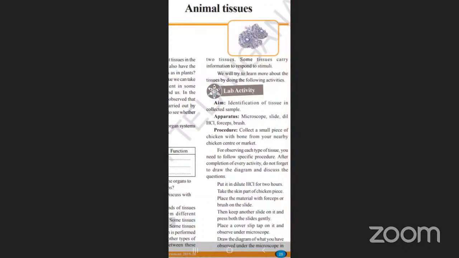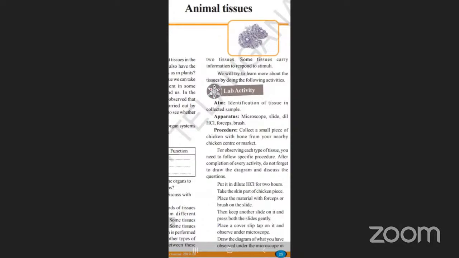Then gently place a cover slip. As you know already, it is a transparent glass material, either circular or with different shapes. Mostly we use circular. It is a small, thin slice, the cover slip, which you keep on the sample. So when you keep another slide on it and press both slides gently, place a cover slip, tap on it and observe under the microscope.